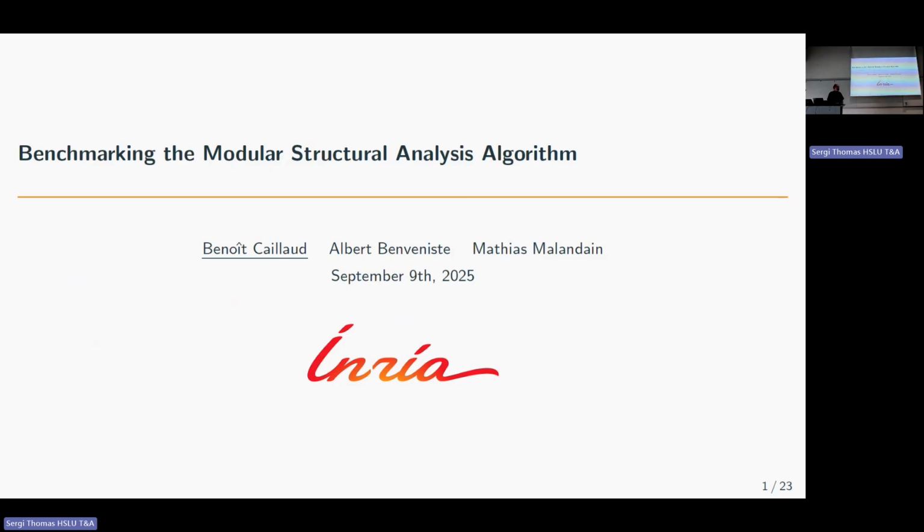It is my honor to be the first speaker in Martin's and Hilding's session, because they are speaking next, and it's an honor for me to open this session. So indeed, I will be talking about structural analysis of DAE systems. By the way, this is a joint work with my colleagues at INRIA in Rennes, Albert Benveniste and Mathias Malandin.